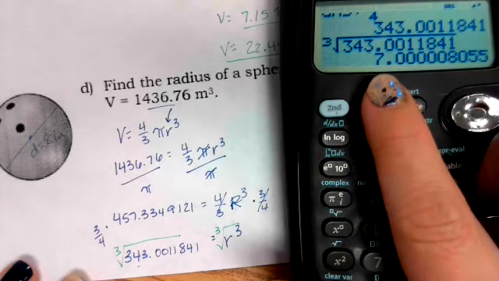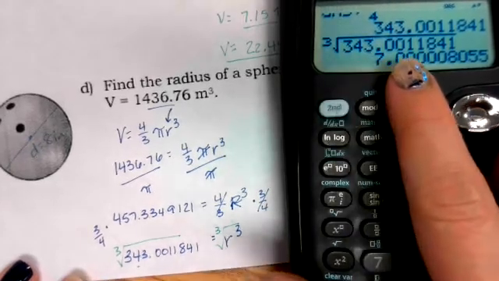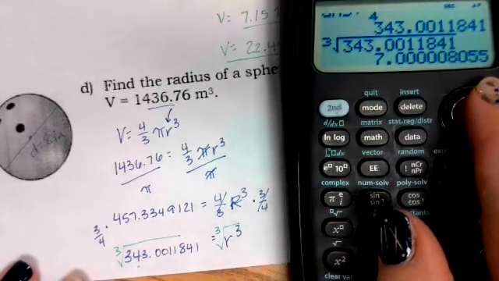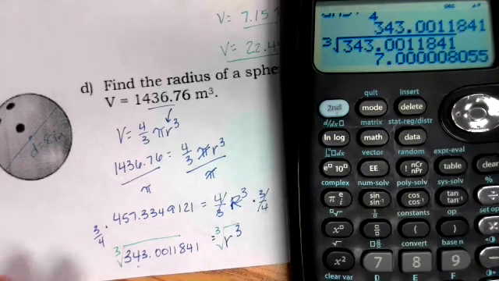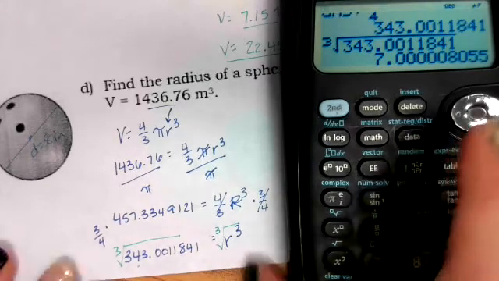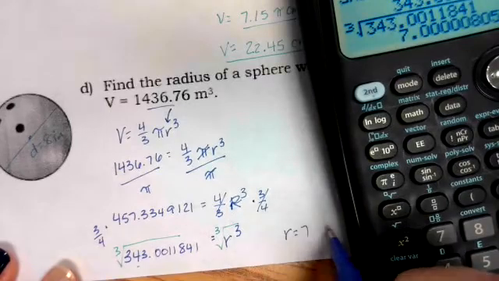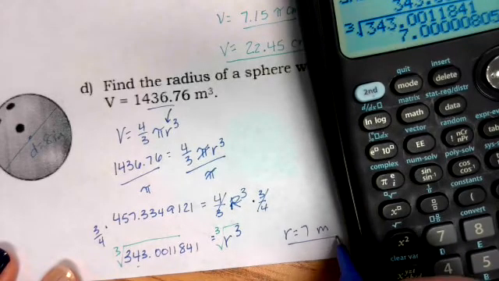This is the cube root of 343.0011841. Now, I'm going to round to 2 decimal places, so I'm going to say that my radius is 7. And then my unit of measure is meters.